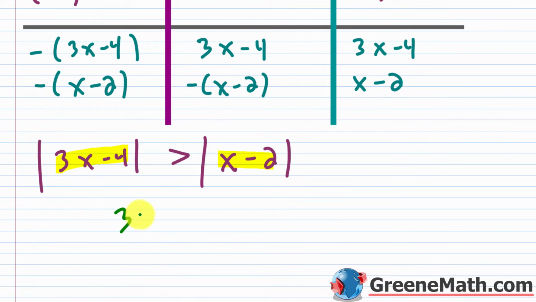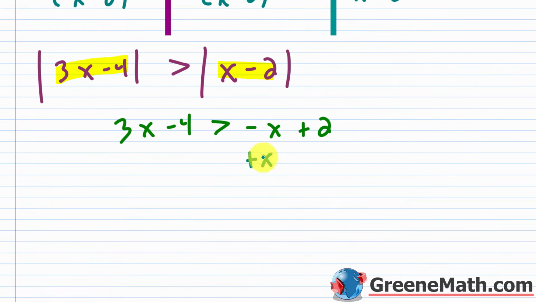So let's go 3x minus 4 is greater than, you can just distribute this now. This is the negative of x and then plus 2. We will add x to both sides of our inequality, add 4 to both sides of our inequality. And so this cancels and this cancels. 3x plus x is 4x. And this is greater than 2 plus 4, which is going to be 6.